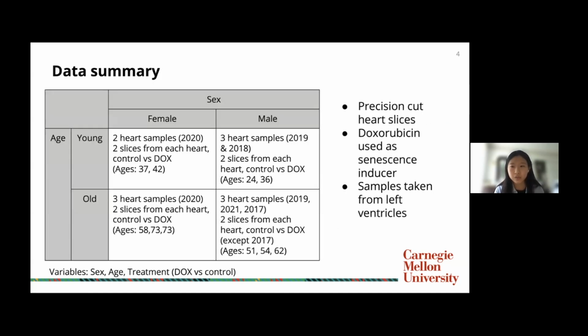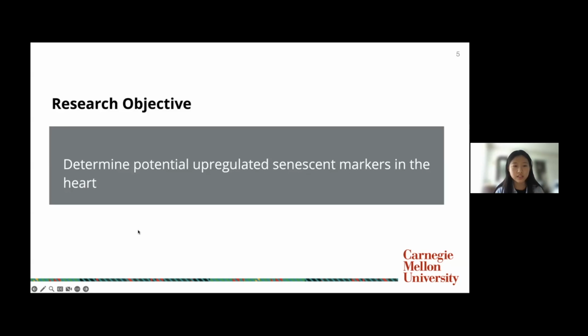This summer, I worked with precision-cut heart slice data courtesy of the Gurkar lab at Pitt. Here, doxorubicin was used as the senescence inducer, and heart samples were taken from the left ventricles. Some variables that we looked at were sex, age, and treatment. Either the cells were treated with the doxorubicin or the control media. Our research objective was to determine potential upregulated senescence markers in the heart.